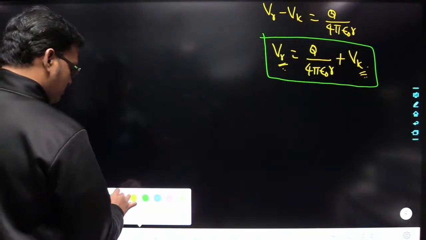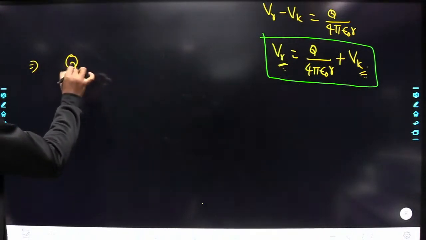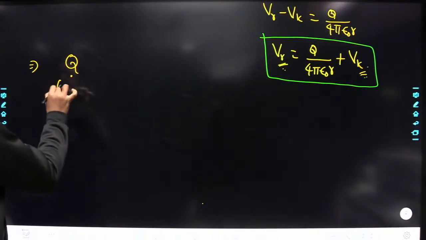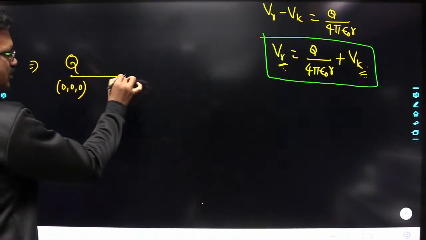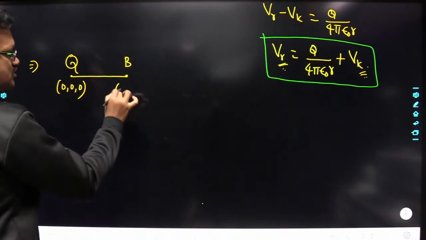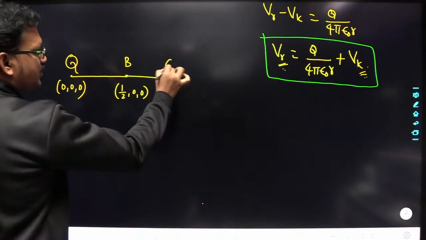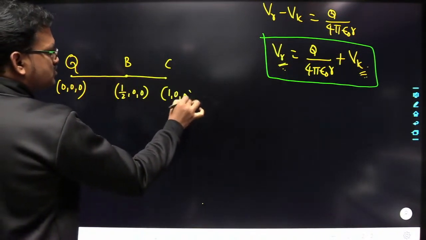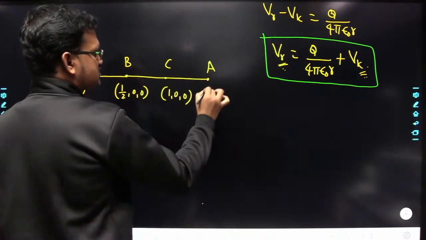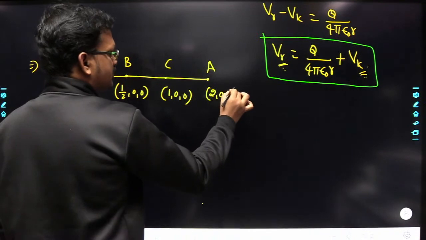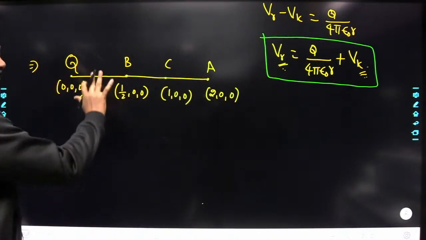Suppose I have given a problem like this. Let us say a point charge capital Q is placed at (0, 0, 0). Now I am considering a point B here, which is (1/2, 0, 0), and point C here, which is (1, 0, 0). Now here I am considering a point A, let us say this is (2, 0, 0). So I have given the figure in this manner.